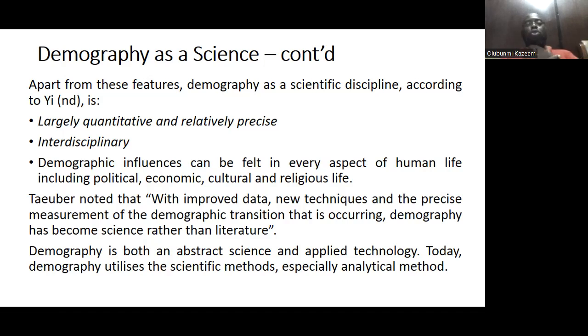So on that basis, Tauber is able to note that with improved data, new techniques, and precise measurement of demographic transition that is occurring, demography has become science rather than literature. So on the basis of all this, we're able to conclude the fact that demography is truly a science. And in terms of science, it is said that it is both an abstract science and an applied technology. What we are saying is that yes, some theories might sound abstract, but then by the time you apply it and you look at the situation of things, you would see that demography has actually grown over the years as a scientific field. And demography utilizes the scientific method, especially the analytical method, in arriving at its theories.